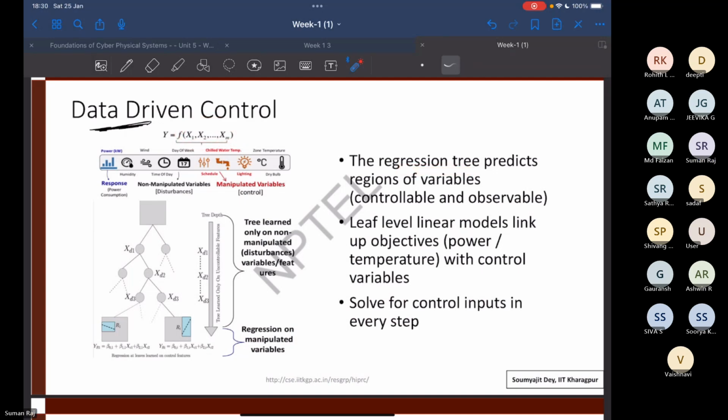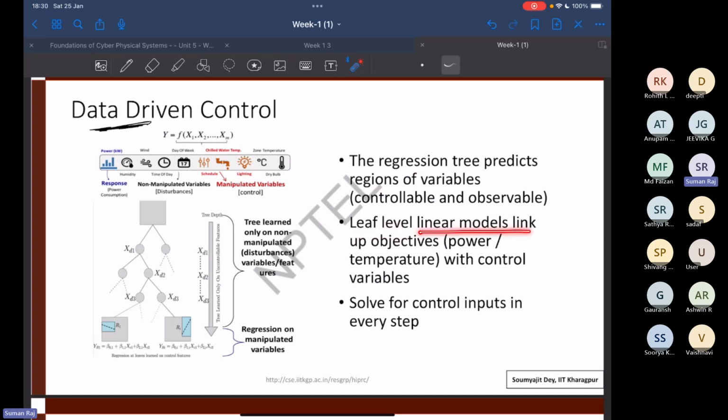Okay. So this regression tree actually predicts the regions of variables that is controllable and observable. I think this is a very different concept, but you can also go through that. And then we have the leaf level, which is the linear models link up objectives with control variables. So let's go through this itself. This X is probably the more important part, because you need to understand what variables are changing your final output, right? So these are the different variables.